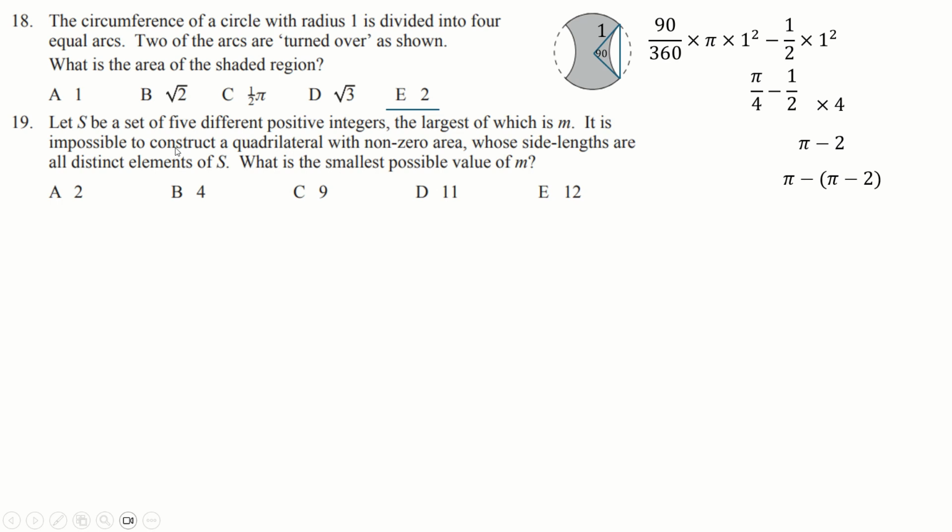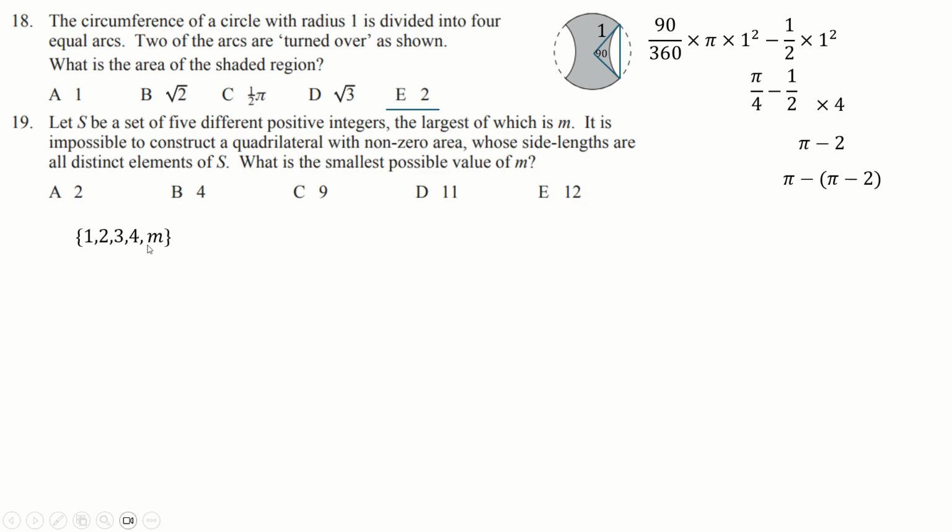19 then. So a set of 5 different positive integers, the largest of which is m. We want to be able to not make a quadrilateral out of any of the 4 numbers of those 5, and looking for the smallest value of m possible. Now, if we're looking for the smallest value of m, it makes sense for m to be the biggest and to make all the other numbers, well, m is the biggest, it says so, make all the other numbers as small as possible as well. So let's go with this first.